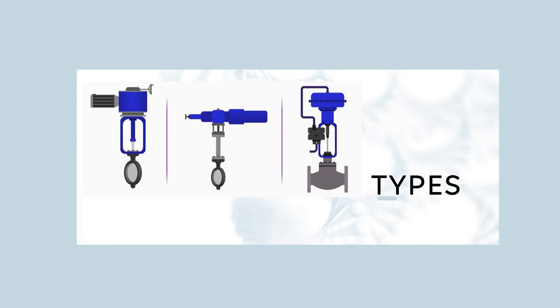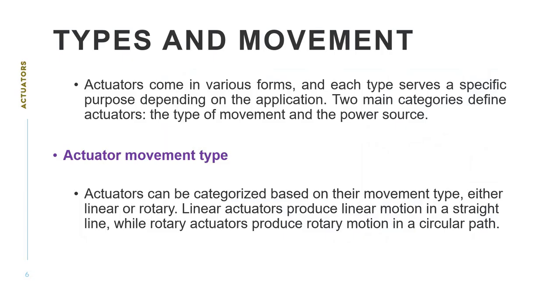So next comes the types of actuators. Actuators come in various forms and each type serves a specific purpose depending on the application. Two main categories define actuators. They are the movement and the power source: how much power we produce and how it moves.